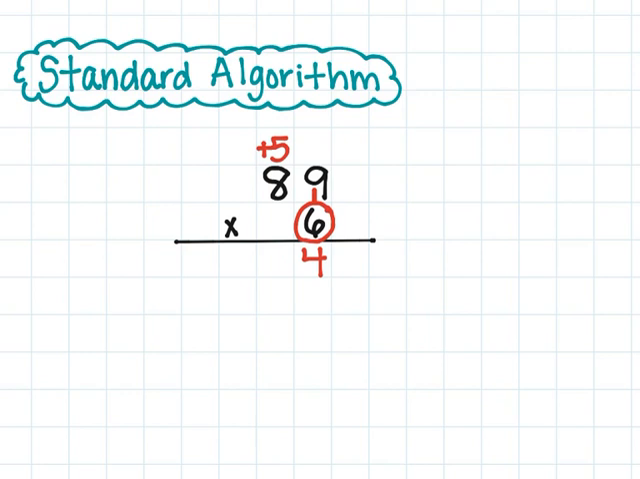Next, I'm going to multiply 6 times 8. So I'm going to connect my 6 and 8. 6 times 8 is 48, plus the 5 I regrouped, 48 plus 5 is 52. So I'm going to write 52 in my answer to get a final answer of 524. I'm going to cross out my 5 so I remember I already added it. I'm done with this problem. So 89 times 6 is 524.